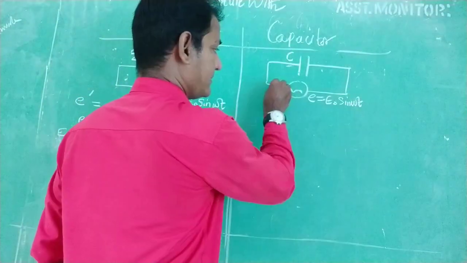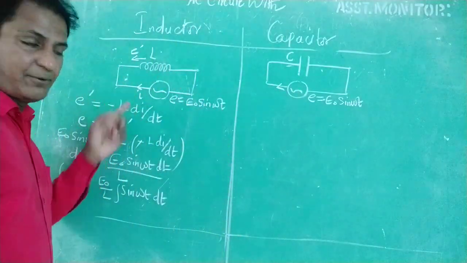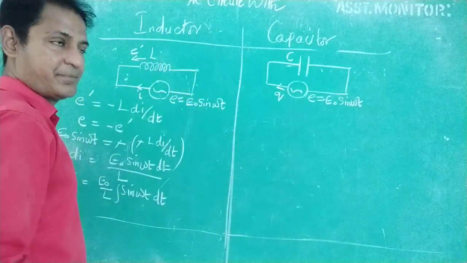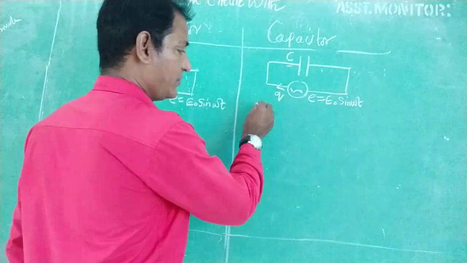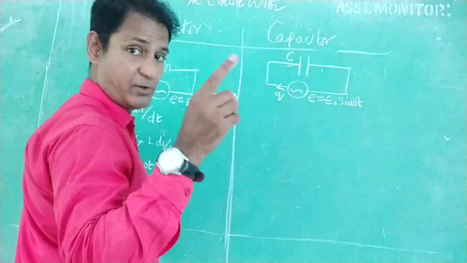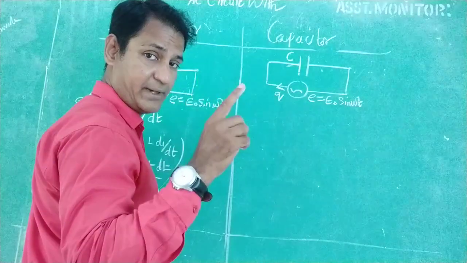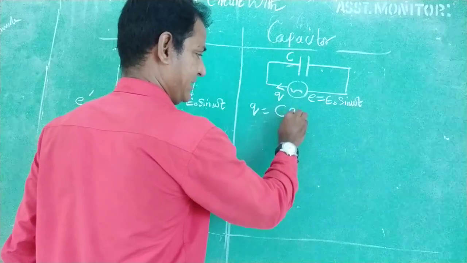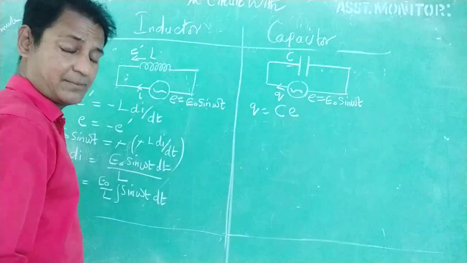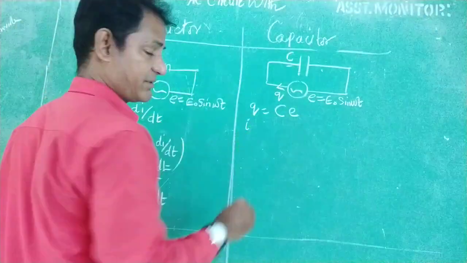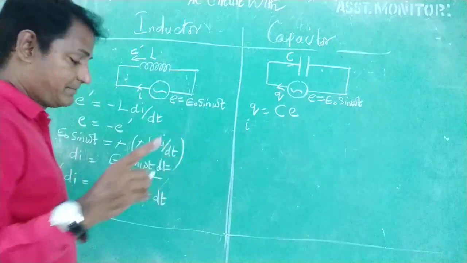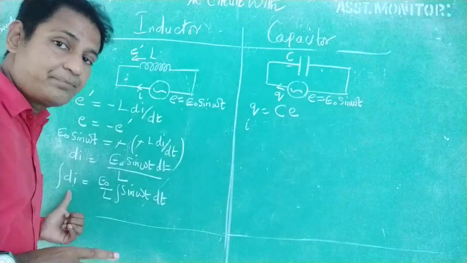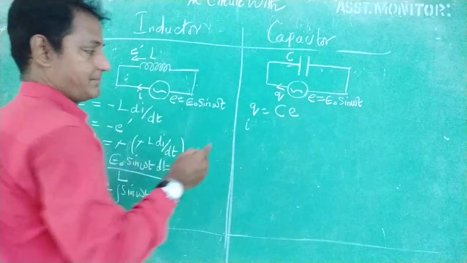Now, here current I flows, here a charge flows. So we know that Q, that is CV, capacitance into voltage is equal to Q. Here I am going to use Q is equal to capital C into E. And also we know that the current, because our aim is to find out the instantaneous current, so here also we are going to find out the instantaneous current or the AC current, right?